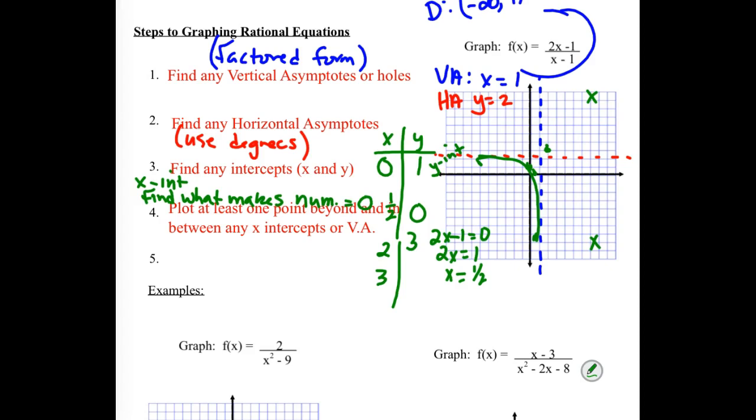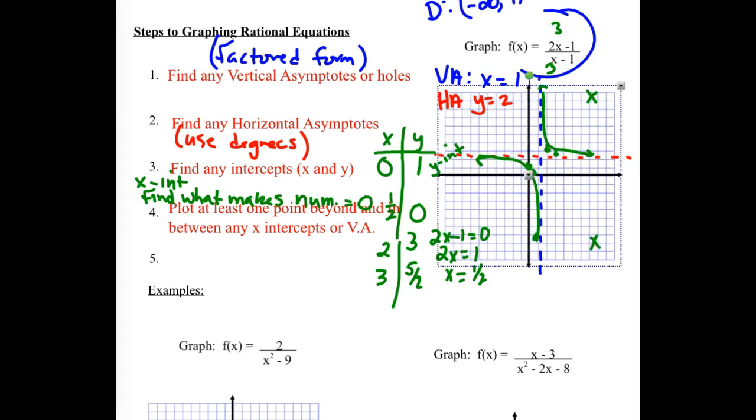If I put a 3 in for x, 2 times 3 is 6, minus 1 is 5. Denominator 3 minus 1 is 2. So I have 5 halves. 5 halves is the same as 2 1/2. So over 3, up 2 1/2. So I'm looking at another branch up in this section. Okay. Questions about that?